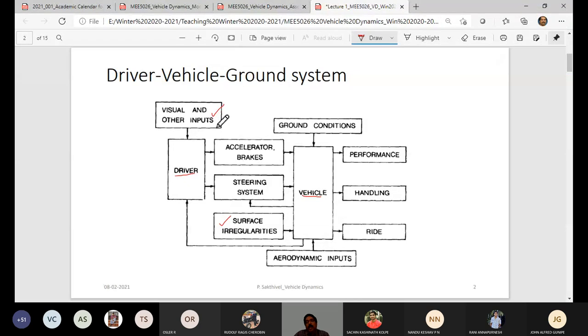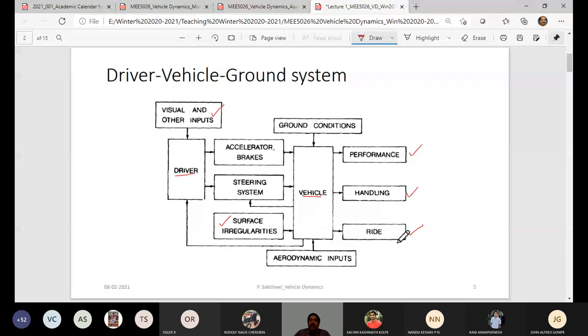And the vehicle has been given an input, and the vehicle is ridden on the road ground conditions, and then it meets three important performance requirements. What are those three important performance requirements? It is performance simply called, or the second one, these are important characteristics of the vehicle, I would say. If they are met, then you say the vehicle performance is good, the vehicle handling is good, or the vehicle ride is good. So what are these three aspects? These are the outcome, and these all are influenced by the dynamic aspects of your vehicle.